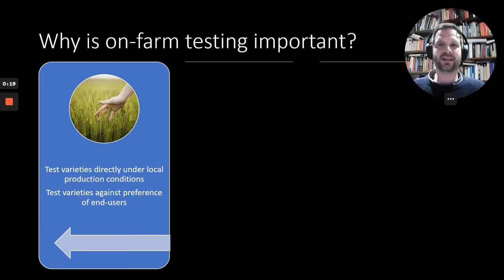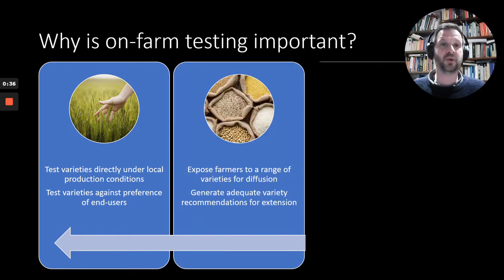So why is on-farm testing so important? Well, the first reason is that we really want to know how varieties do on farms. It's not enough to know how they do on stations. Farms are different many times. And we also want to know what farmers and other end users think about them, including consumers and maybe processors and other people that are involved in crop production.